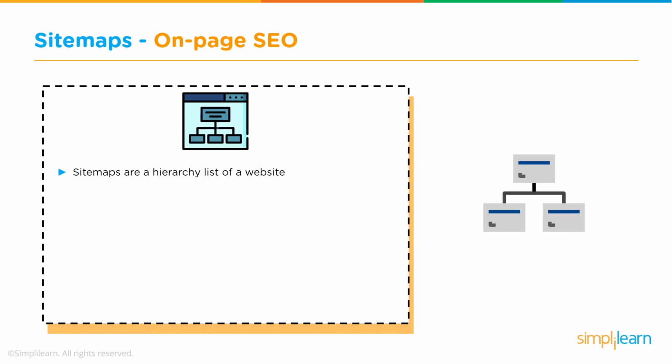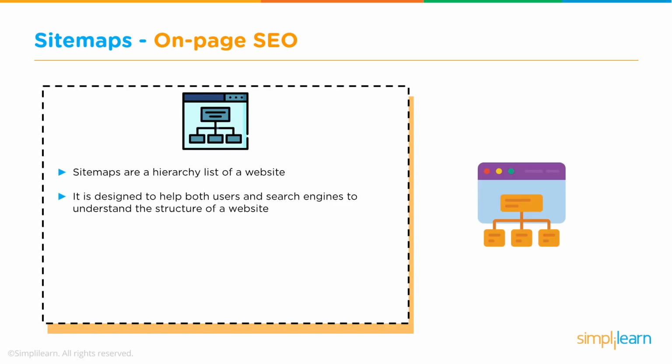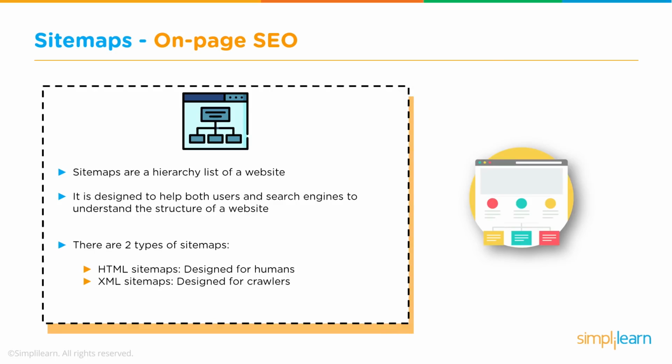And then another element to on-page SEO is the sitemap. And so with the sitemap, it's basically a list of all the pages on your website. And the whole idea of listing all the pages on your website in one document is it helps both users and search engines understand the structure of your website. So there are two types of sitemaps. One's an HTML sitemap, and that's designed for humans.